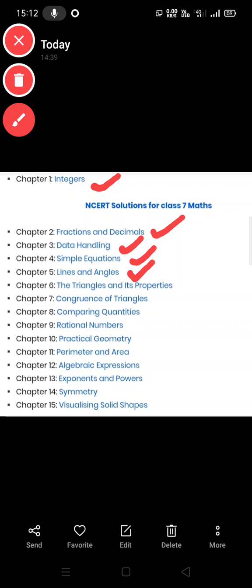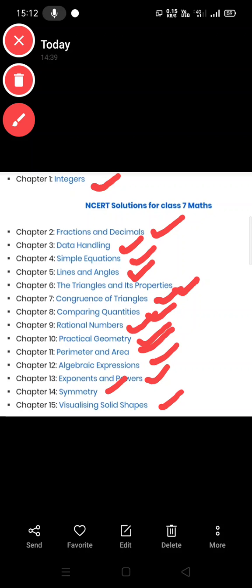The sixth chapter is triangles and their properties, and the seventh chapter is congruence of triangles. The eighth chapter is comparing quantities, and the ninth chapter is rational numbers. The 10th chapter is practical geometry, and the 11th chapter is perimeter and area, and the 12th chapter is algebraic expressions. The 13th chapter is exponents and powers, the 14th chapter is symmetry, and the 15th chapter is visualizing solid shapes.